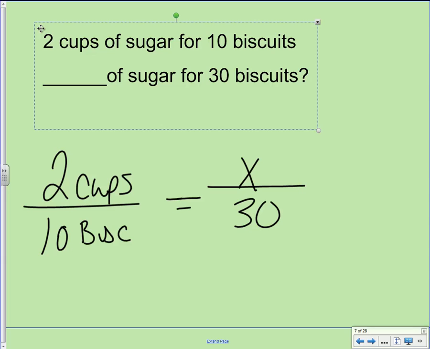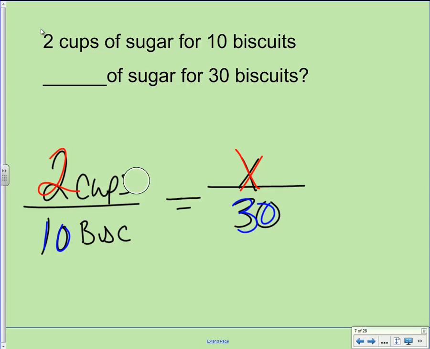So I don't really need the cups of sugar and biscuits labels for these, but what I wanted you to see is if I put cups of sugar on top, I had to put cups of sugar on top. And if I put number of biscuits on the bottom, I also had to put the biscuits on the bottom. The labels have to match across the top and across the bottom, because if you mix them up, you're never going to get the right answer, okay? So we have this proportion. Here you can actually get rid of these labels after you've got it set up correctly.